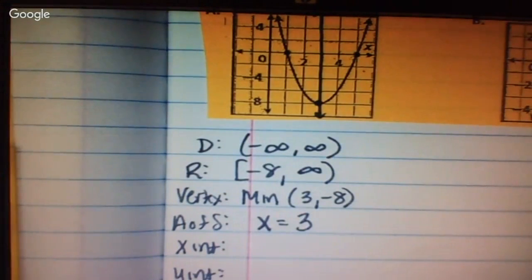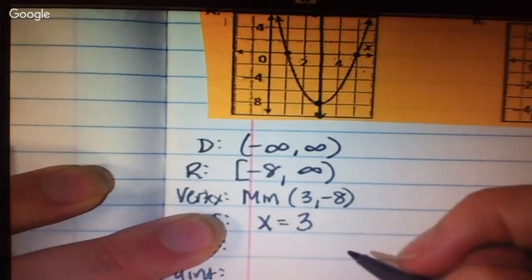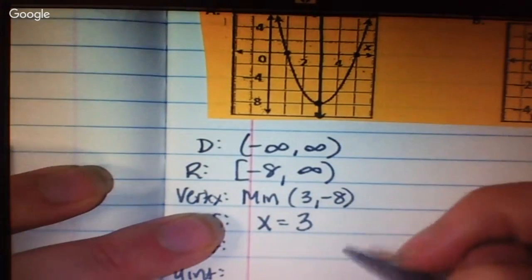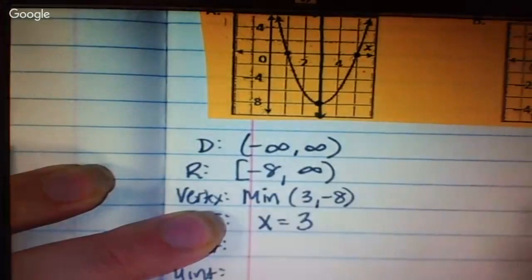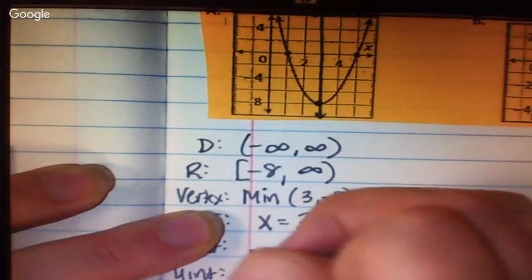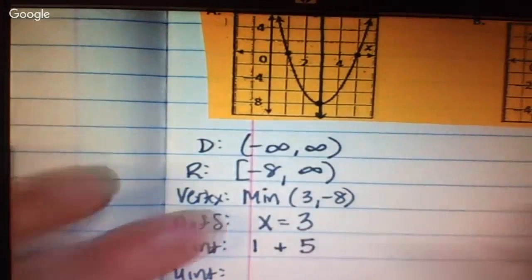Okay. Your x-intercepts. 1 and 5. X equals 1. X equals 5. What's MIN mean? M-I-N. Minimum. So we're at 1 and 5.